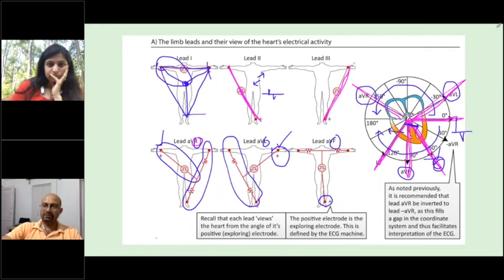Sir, can you show when we will get a zero for this lead, on the same lead diagram? Yeah, so let's say anything going like this, or in the reverse direction. Yes, basically, Sonal, 90 degrees to it. Okay, sir. Right.